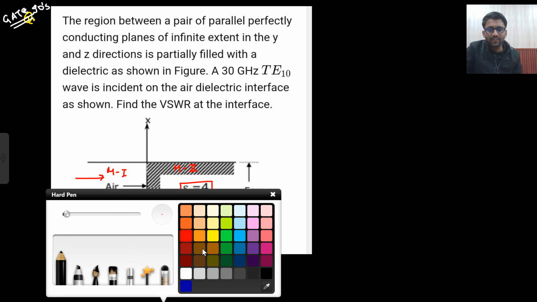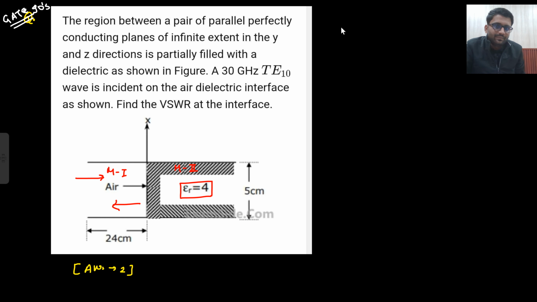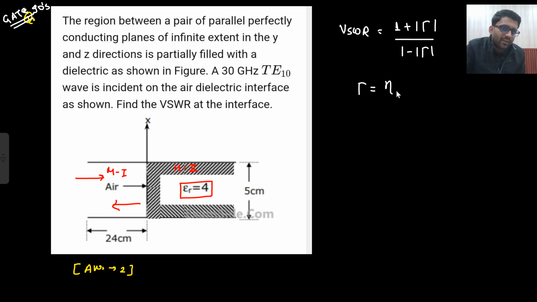So what do you need to find? What is my VSWR? VSWR is 1 plus mod of gamma divided by 1 minus mod of gamma. So for mod of gamma, what do I need to find? Gamma is eta 2 minus eta 1 divided by eta 2 plus eta 1. But here it is the eta of the guided wave, and that too of TE mode. Eta of guided TE mode.